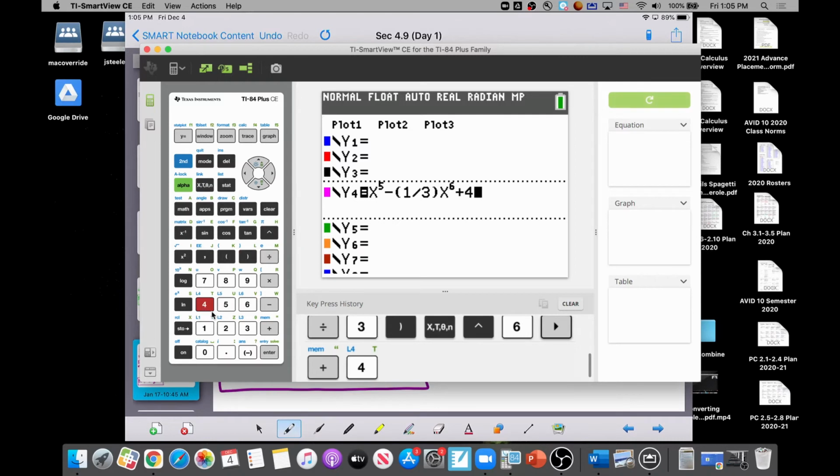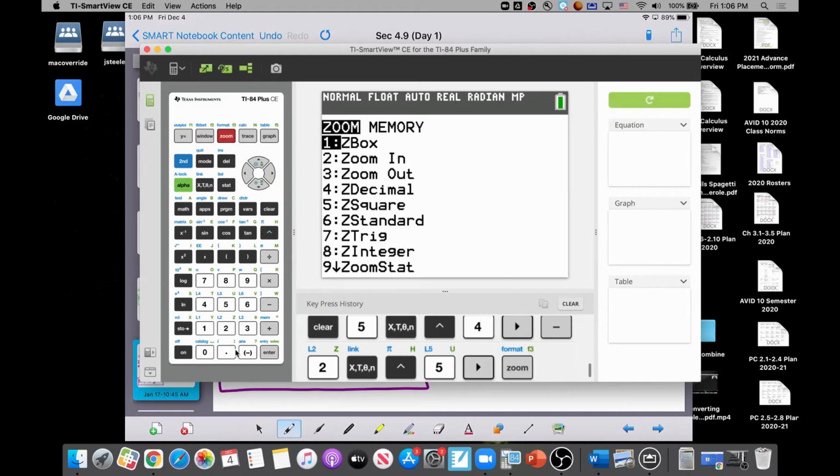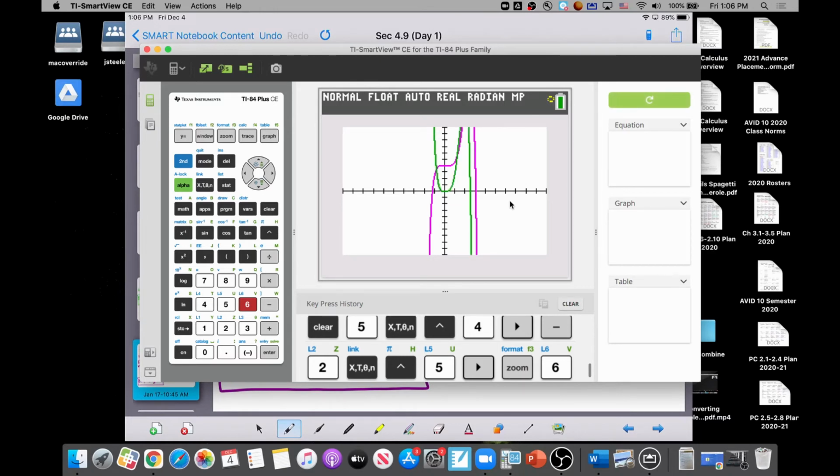Okay, and then my little f of x was green, so I'll put that in y5, and that was 5x to the 4th minus 2x to the 5th. There we go. And I'm just going to start with a zoom 6 because I'm not sure what I need. So there's my antiderivative, my capital F. And there's my little f.